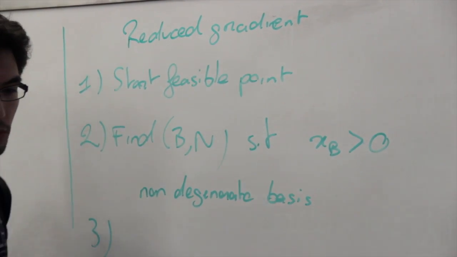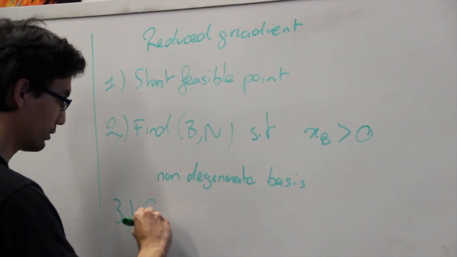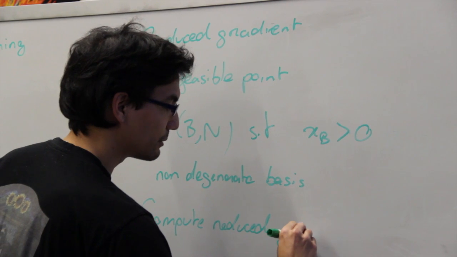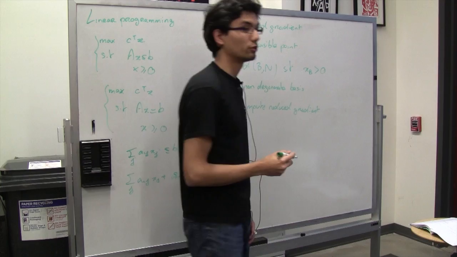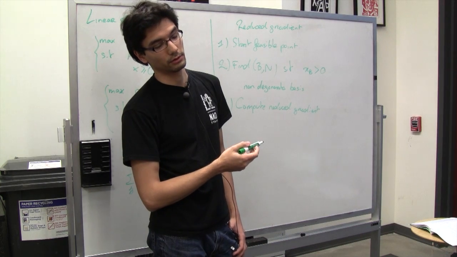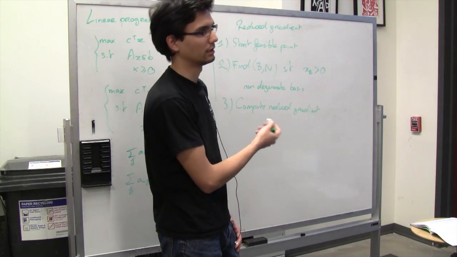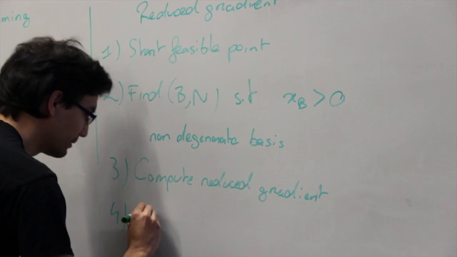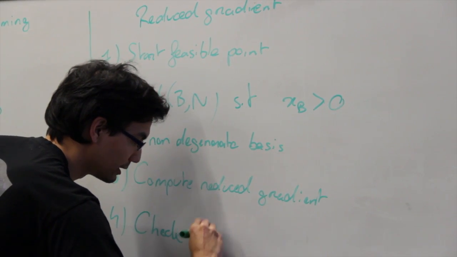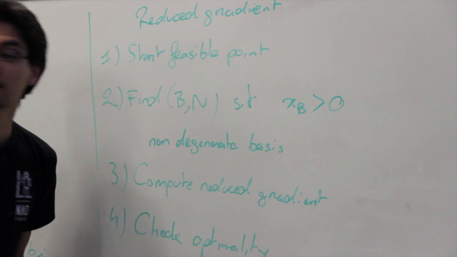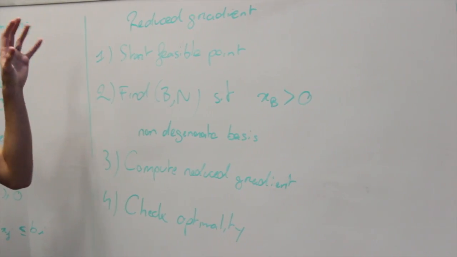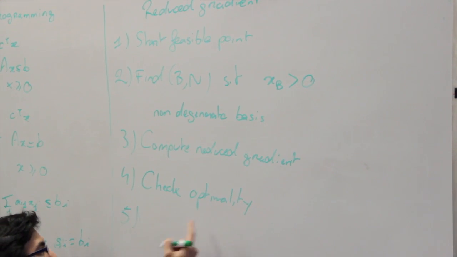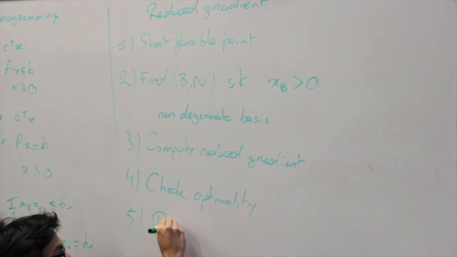Then you compute the reduced gradient. As you can probably guess, the reduced gradient of a linear function is particularly simple to compute. This is why this step in the simplex algorithm does not exist. It's trivial. Next, you check if you are at an optimal point, check optimality with the two equivalent optimality constraints I gave you. If it's not optimal, it means that you have found a descent direction.